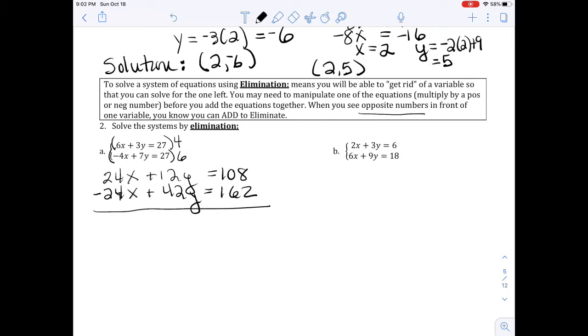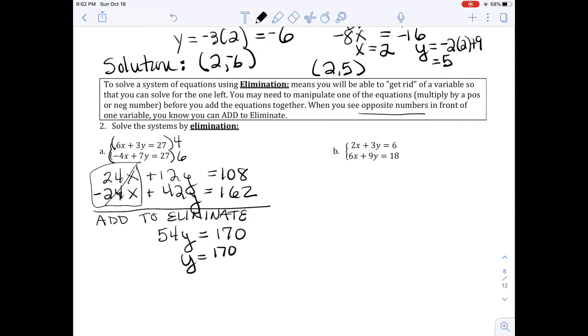So that if I add, so let me write this down, add to eliminate, you will literally add down. So you will add these two and they drop out. You will add these two and that's going to give you 54y. You'll add these two and that's going to give you 170. We're going to take 170, we're going to divide by 54, and it doesn't come out to be a nice number, so it comes out to be 170 over 54.